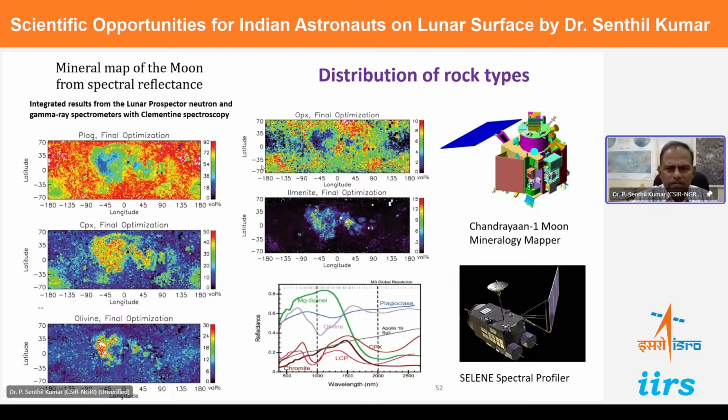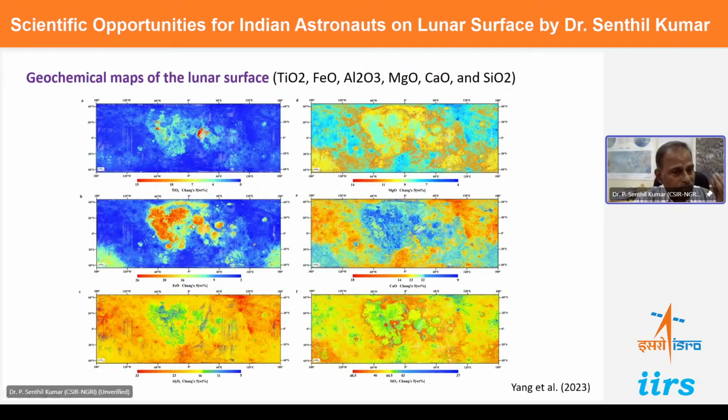Again, using the spectroscopic data sets, we have very good data on the mineralogy of the entire lunar surface. For example, you have plagioclase, pyroxenes, olivine, and also ilmenite. These global mineral maps are available today. We can choose in an area what type of minerals we want to collect using these maps. Even geochemical maps, for example, titanium, iron, aluminum, magnesium, calcium, and also silicon. So these maps are also very useful to select the sites where we have to bring samples back to Earth.